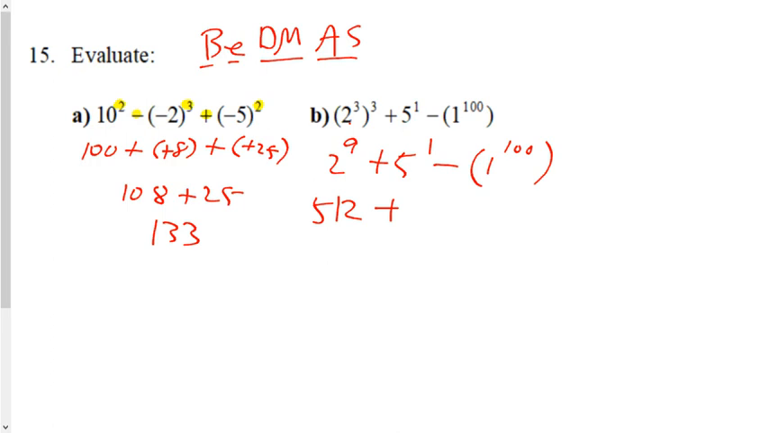Plus 5 to the 1 is just 5, and minus 1 to anything is just 1. Now that you have that, you get 517 minus 1, which is 516. All right, any questions on 15? We're good? Yeah, it's good.